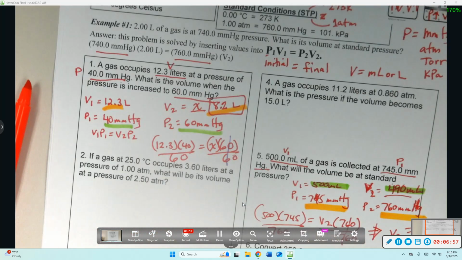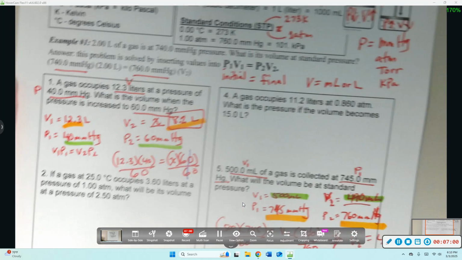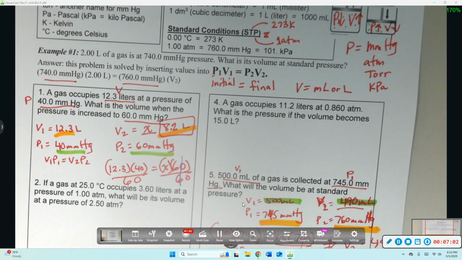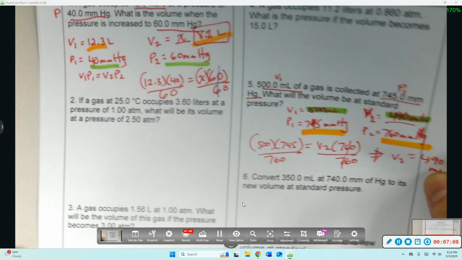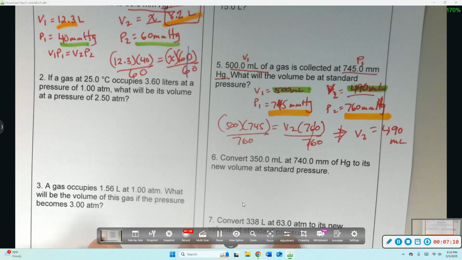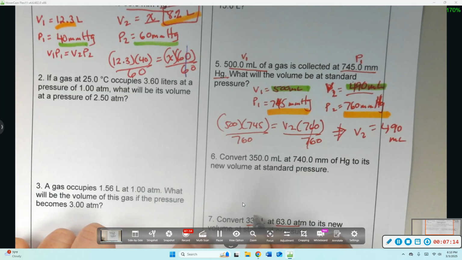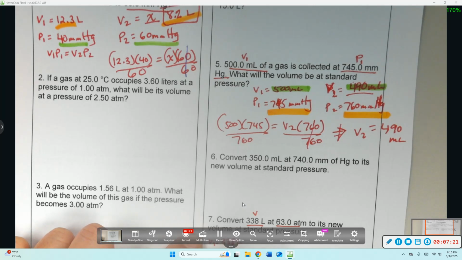Okay, so let's have a little bit of time here. So let's do one more. So you'll see that there's 7 problems, and I'm doing 3 of them with you, so it makes it pretty easy. Let's pick one. Okay, I like this last one here. Convert 338 liters. Liters is a volume, so V1 equals 338 liters. P1 equals 63 atm. V2 is what we're looking for. Oh, we keep looking for V2.